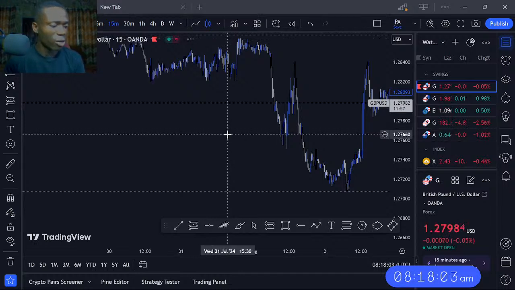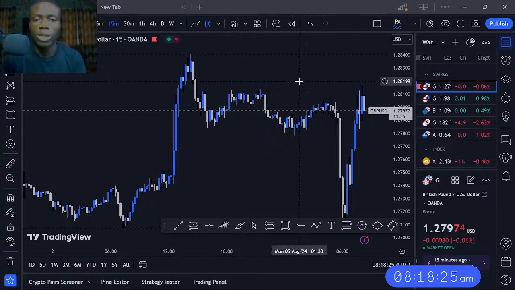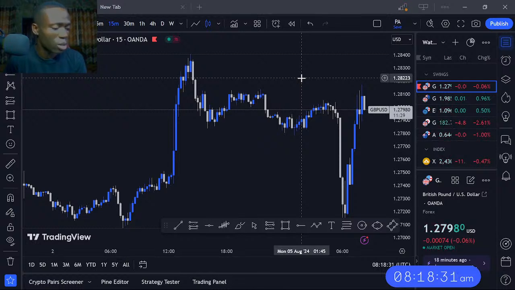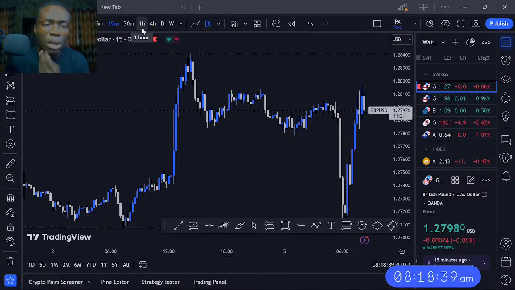So now what we have in front of us is GBP USD. As you can see here, we have GBP USD on our table. Now let's do an analysis to see where we want to enter on GBP USD. As you can see, the time is on your screen right now. It's currently 8:18 a.m. in Ghana, which is 9:18 a.m. in London. So our London session is already active.